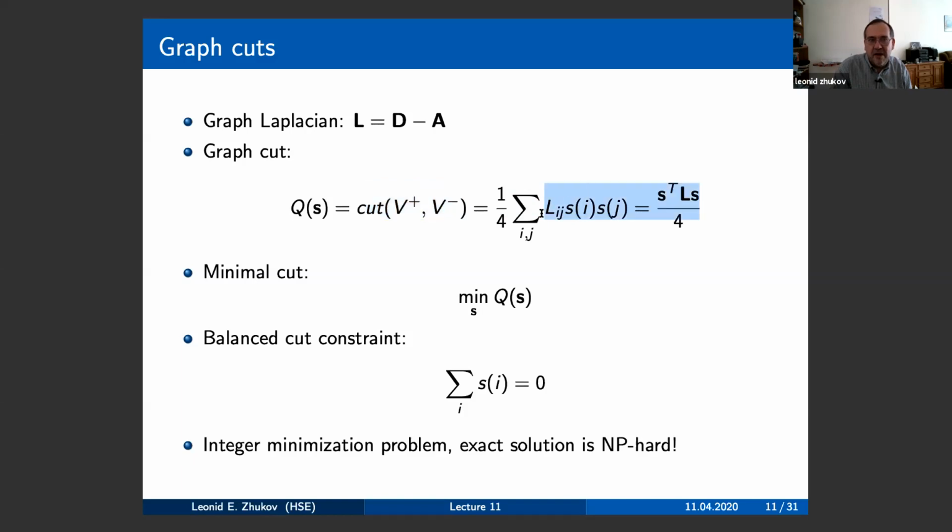And this is how I can do it, right? If I write it down as a summation, that's what it looks like, or if I write it as a matrix multiplication, S is a vector, a column vector, a row vector, and this is the Laplacian matrix.